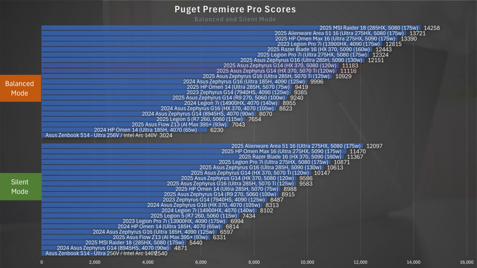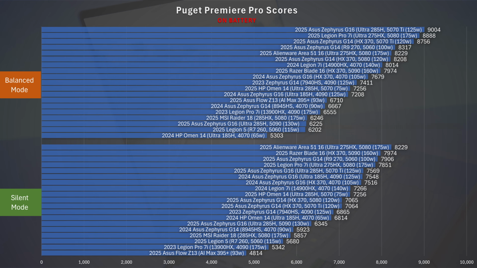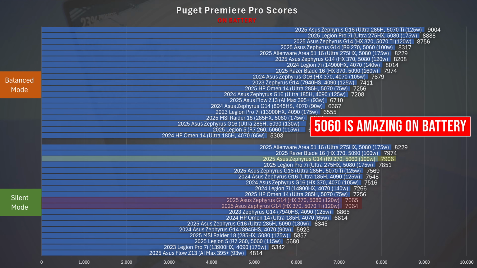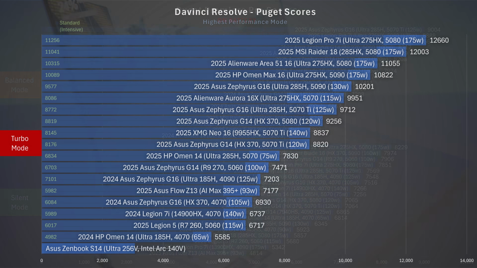In balance mode, the 5080 and 5070 Ti are still over 11K, 5060 still over 9K. Silent mode doesn't really lose much performance either, 8,900 now versus 9,500 on the 5080 or 5070 Ti. So if you use Premiere Pro and you're primarily going to be in silent mode, then really not much of a difference here. And what about DaVinci Resolve, which has a little bit of CPU reliance?